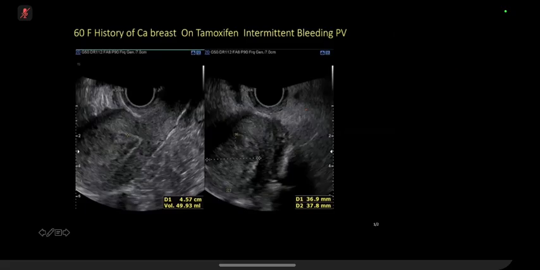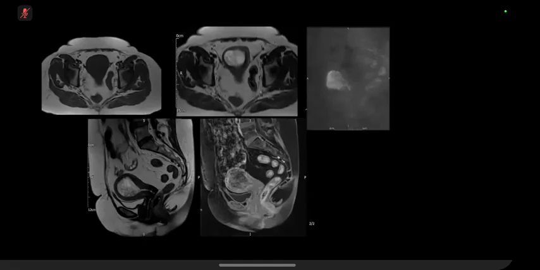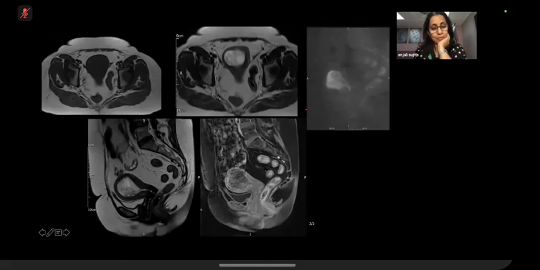Yeah. So we have the MR images. Now, you don't have to describe it. Stage it. Give me the stage. Okay. So I think that it is confined to the uterus, but on the post-contrast fat-saturated image, there is more than 50% involvement of the myometrium. Excellent. So that would be a 1B. Well done. So that's a 1B.